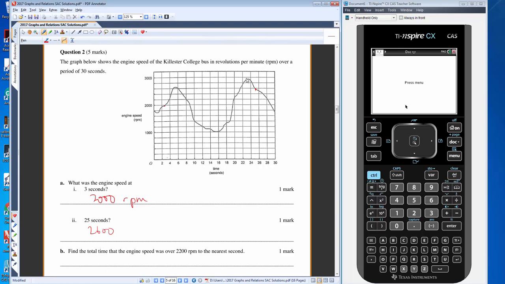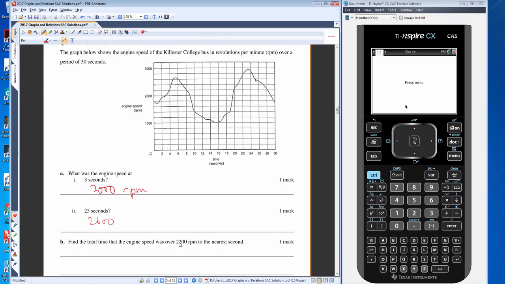23 seconds, oops, 25 seconds rather. Yeah, so roughly 2600 RPM. Find the total time the engine speed was over 2200 RPM to the nearest second. So here's 2200, which is between there and there, which is 2 seconds, plus between there and there, which is between 20 and 28. Okay, so that's, let's see, 2200.